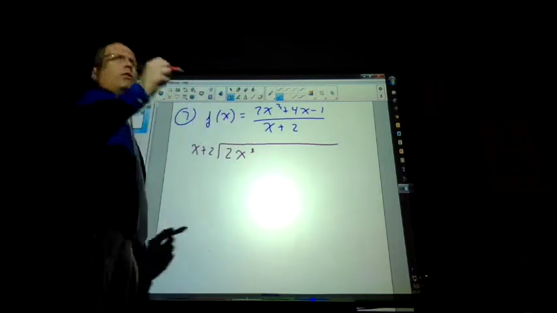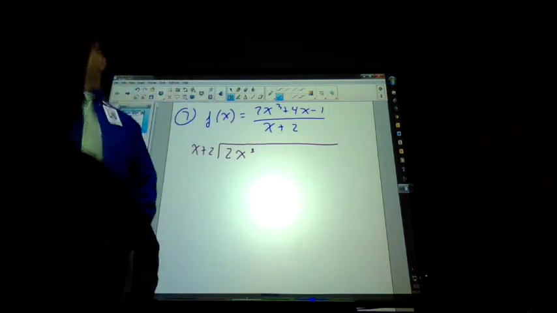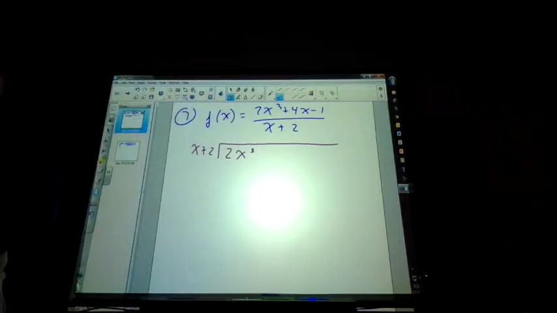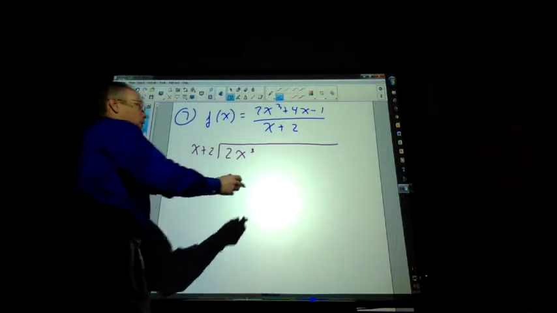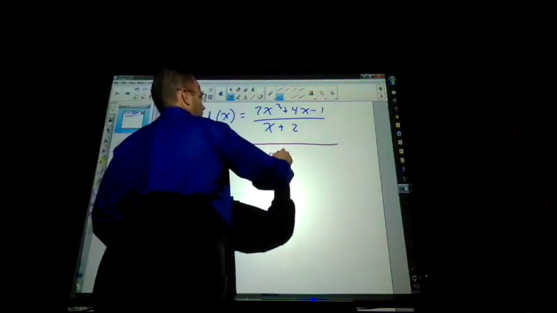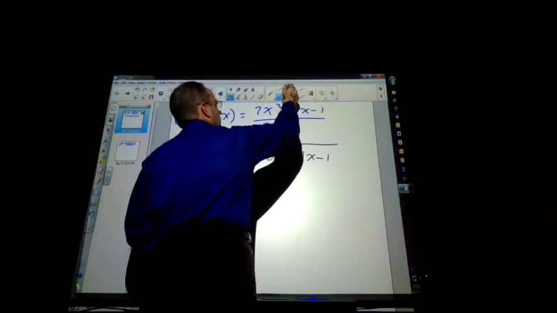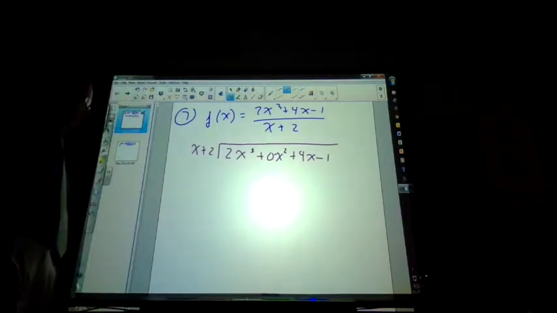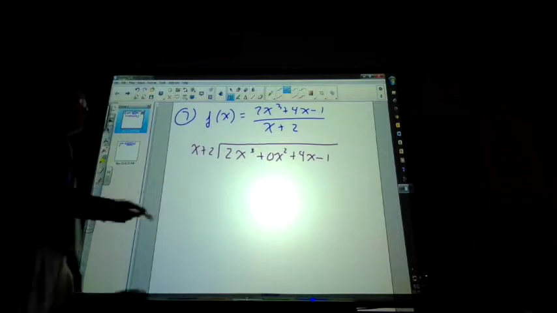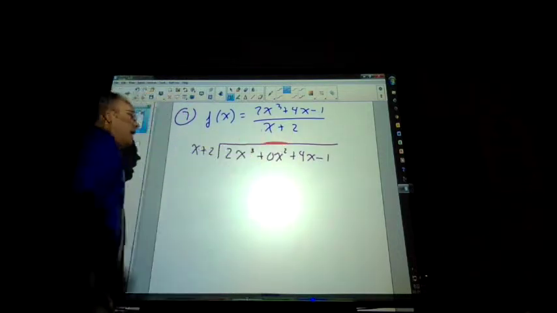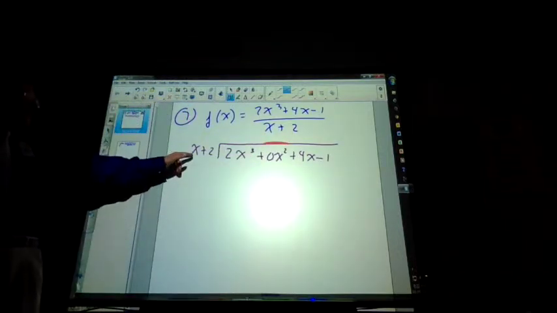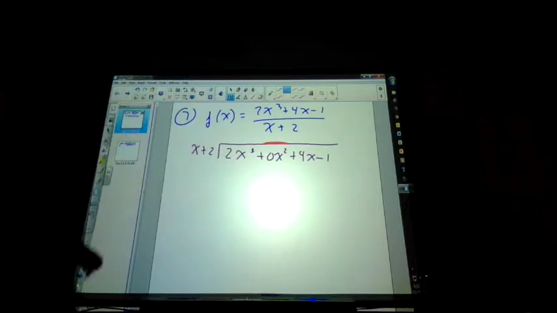Now it's going to be your choice. Do you want to put the x squared as a placeholder or not? It's up to you. I'm happy to put it. So let's go from there. I'm dividing by 2 terms, so I'm going to start 2 places over. What do I have to multiply times this x in order to get 2x to the third?